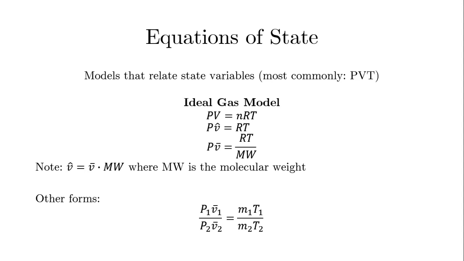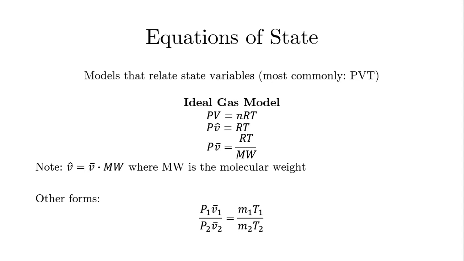So far in our examples and in the tables and everything that we've done, we used V bar. And V bar is specifically volume divided by mass. I'm going to use V hat to be the volume divided by the number of moles, okay? We will not use that extensively, and we will try to convert away from V hat as quickly as we can.